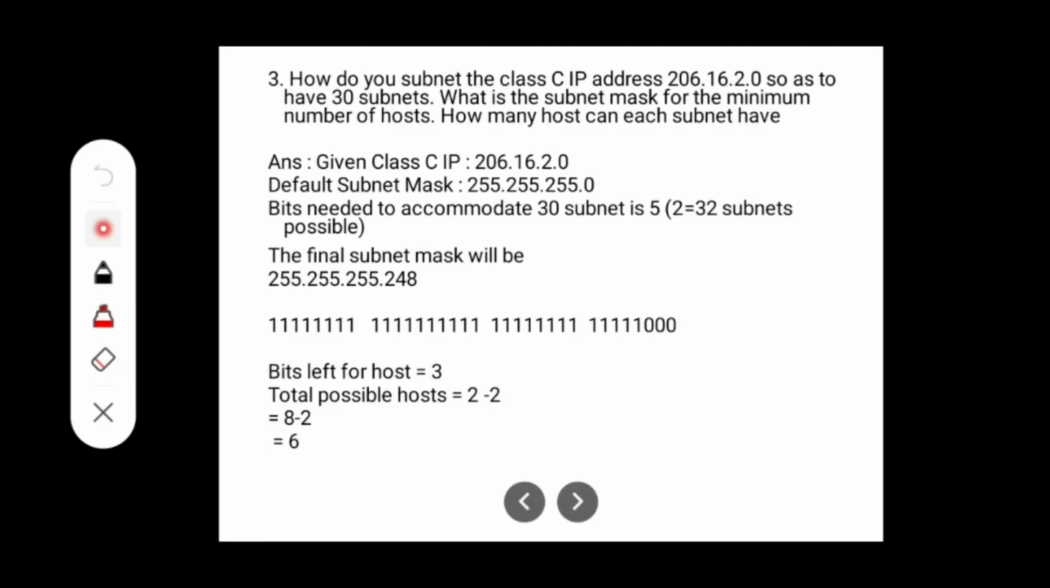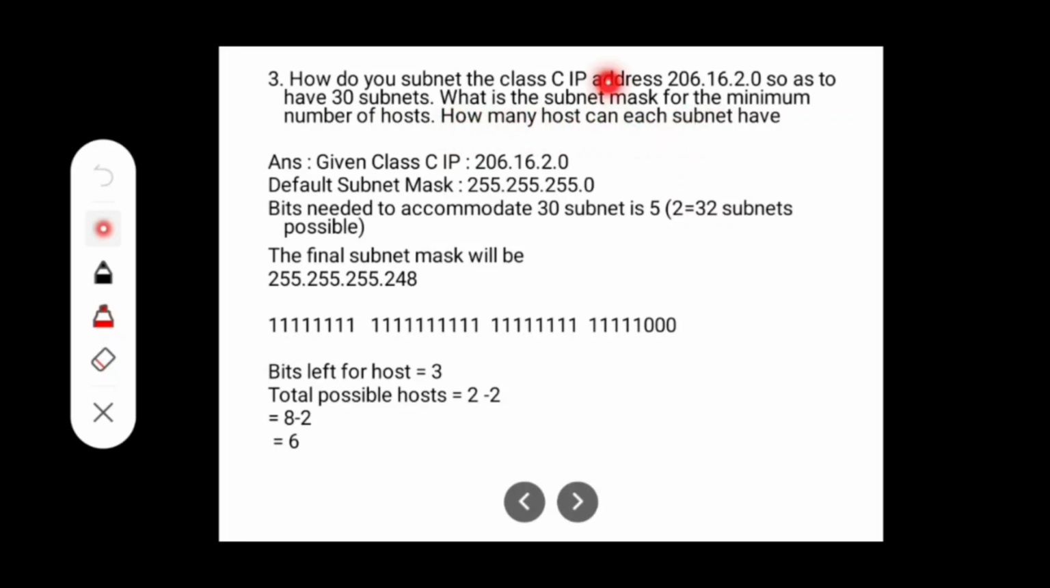Next question. How do you subnet the class C IP address 206.16.2.0 so as to have 30 subnets? What is the subnet mask for the minimum number of hosts? How many hosts can each subnet have?